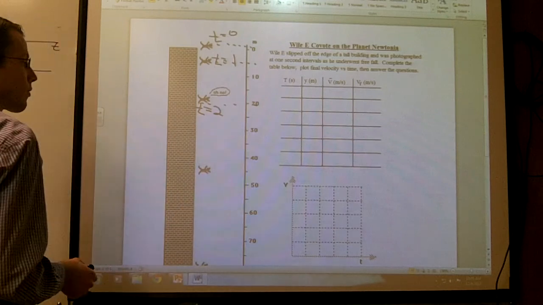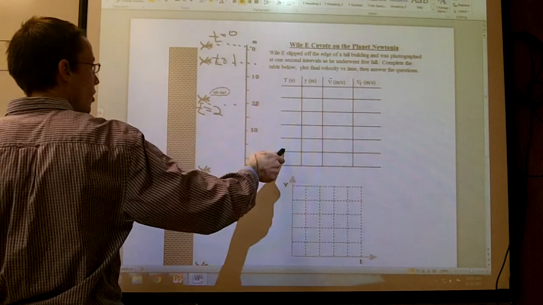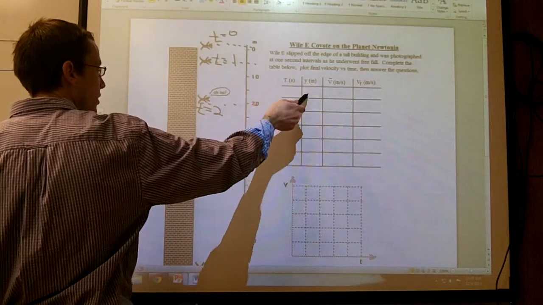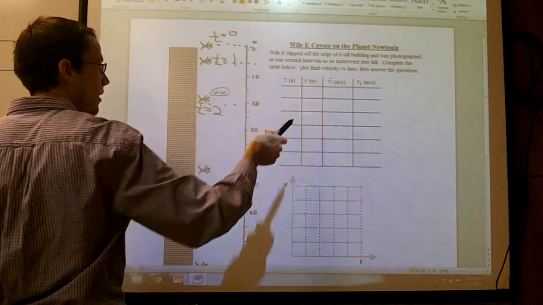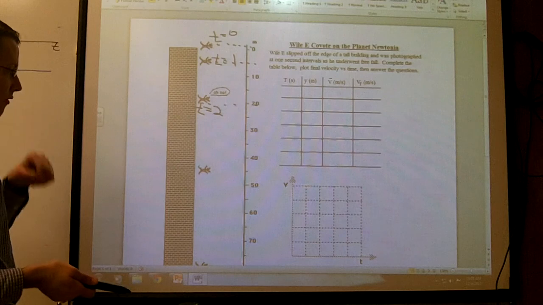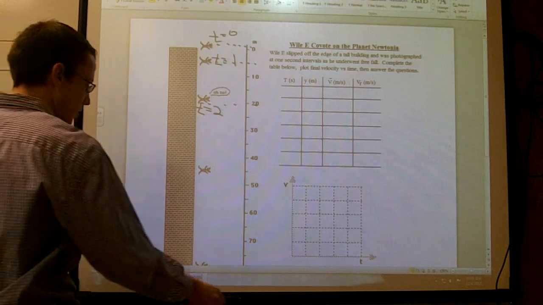So what we're going to do is go ahead and fill this chart out based on where he's at, time and position, and then we're going to find average velocity. From average velocity, I'm going to show you how to find final velocity. Again, most of it's actually review.